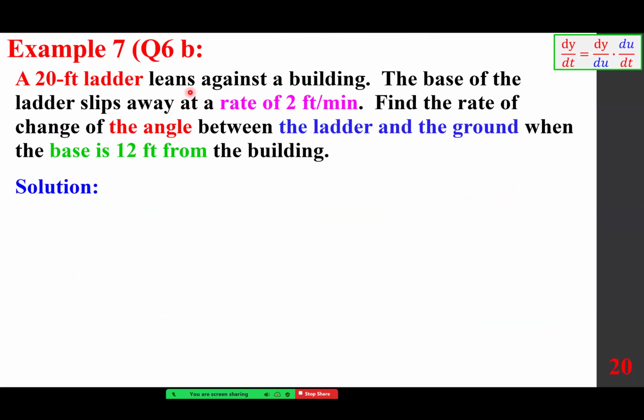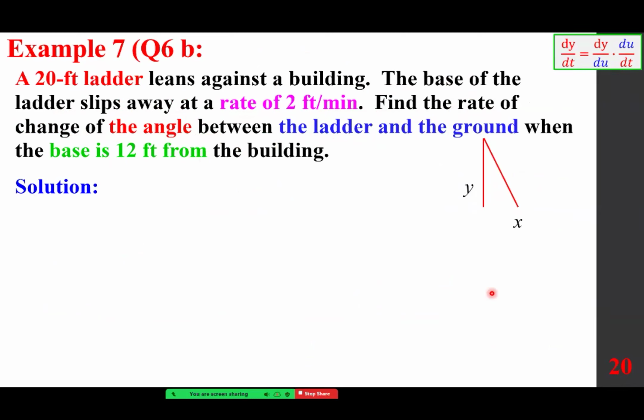A 20-foot ladder leans against a building. The base of the ladder slips away at the rate of 2 feet per minute, identical to the previous one. Now, what is it that we want to find? Find the rate of change of the angle between the ladder and the ground when the base is 12 feet from the building. Identical to the previous question. This is part B in essence.